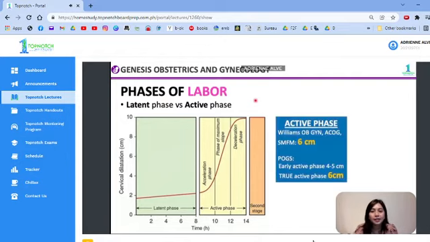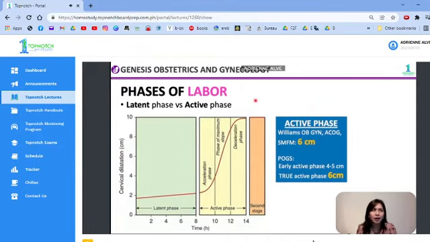So the latent phase, they say, ends at 6 centimeters. When I was a student, the active phase was already at 4 centimeters. But right now, Williams Obstetrics, ACOG, and the Society for Maternal-Fetal Medicine say it's 6 centimeters. Now, we had POGS consensus guidelines released last year, in 2021. They still describe 4 centimeters as the start of the active phase. However, they have a qualifier: 4 to 5 centimeters is considered early active phase. The true active phase is 6 centimeters.